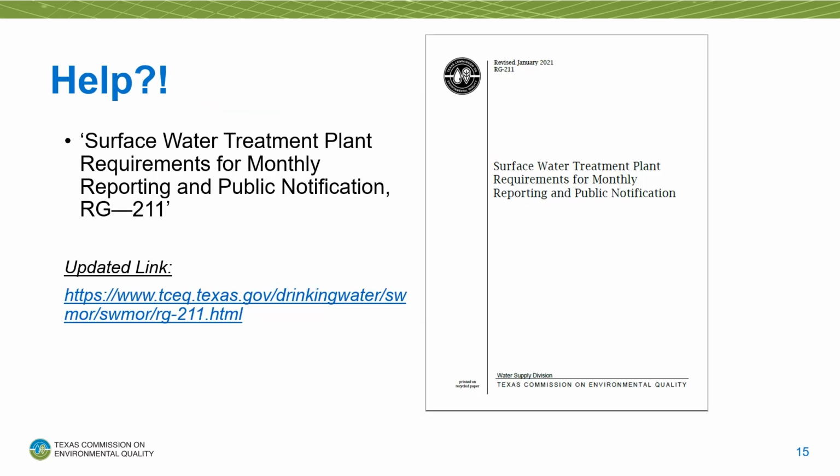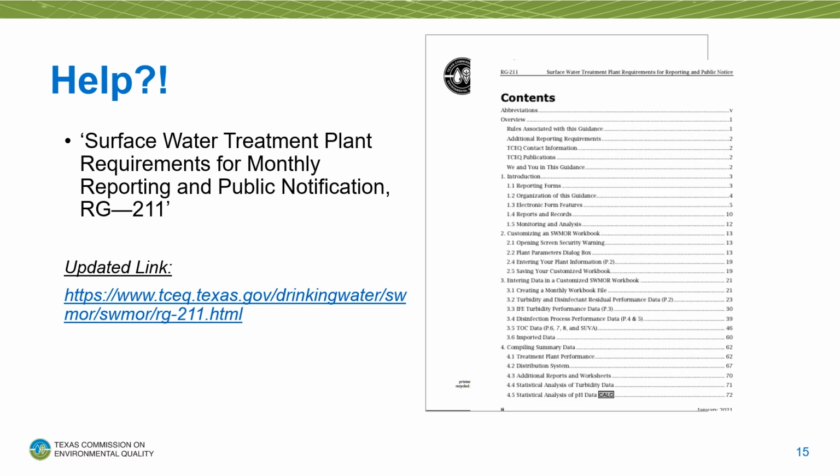Instructions on customizing, completing, and submitting the combined SWMOR can be found within the Surface Water Treatment Plant Requirements for Monthly Reporting and Public Notification Guidance Manual, also referred to as the RG-211. This document can be located on our website and downloaded to your computer as a PDF. A few chapters that I wanted to emphasize are Chapter 2, Customizing the SWMOR, Chapter 3, Entering the Monthly Data, and Chapter 10 on Violation and Public Notification Information. This guidance manual also includes instructions for completing filter studies and assessments and other required reports.